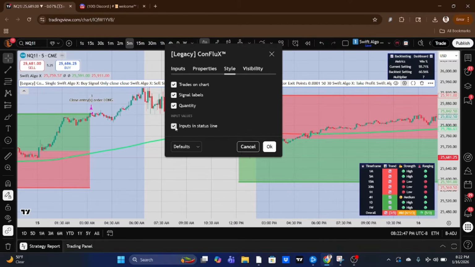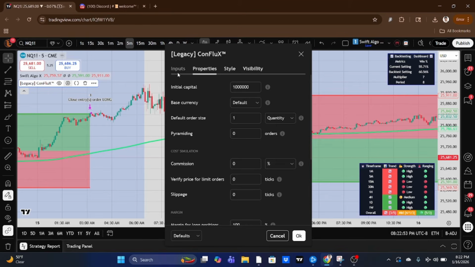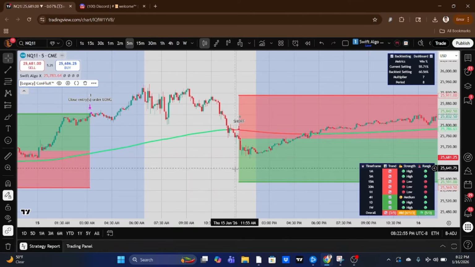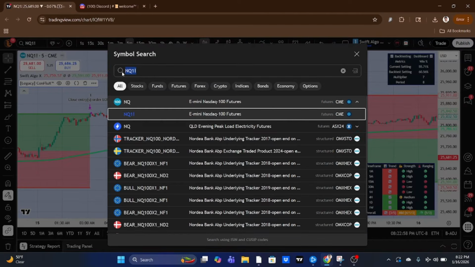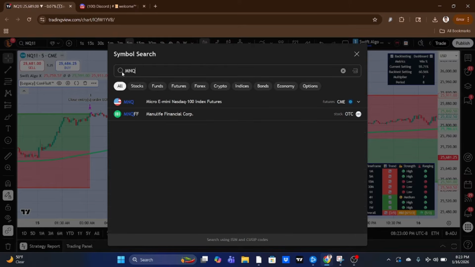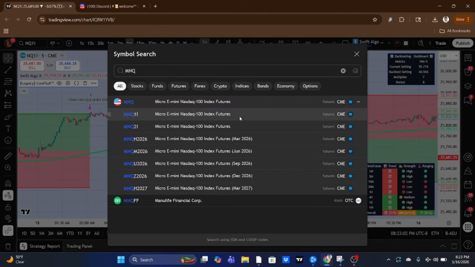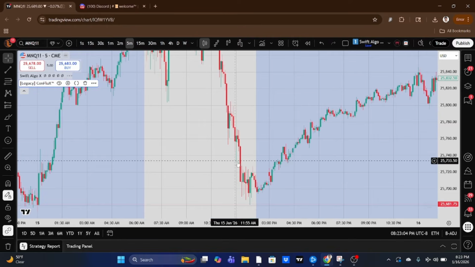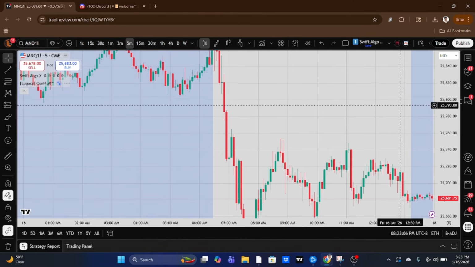Style tab, leave everything as is. I usually keep this unchecked because I don't need that extra data. Visibility, leave everything as is. Then hit OK. And let's actually go to MNQ for this example, because since I only trade futures, I'm just using this as an example.